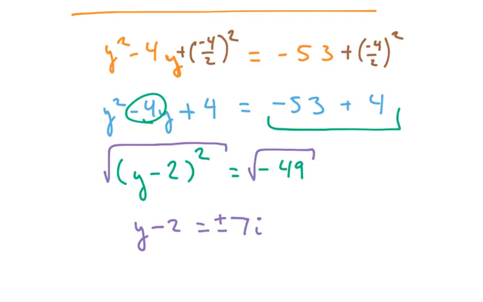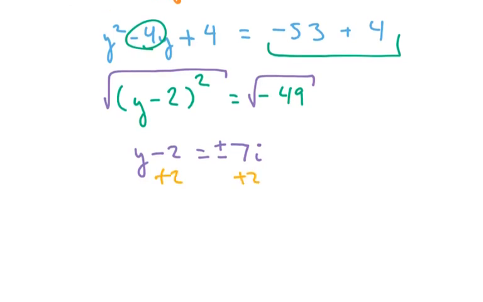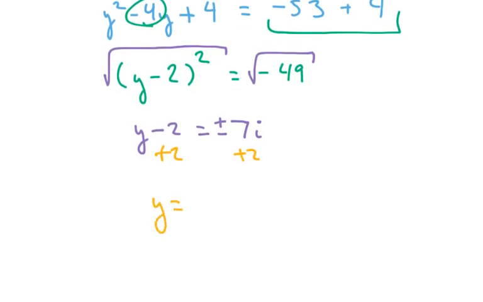And then from here, all I have to do to finish the problem off is put the 2 on the other side. So how do we do that? Well, all we got to do now is add 2 to both sides, and you get y equals 2 plus or minus 7i. Or if you prefer, you can write them separately. That would be 2 plus 7i and 2 minus 7i. And there you have it.